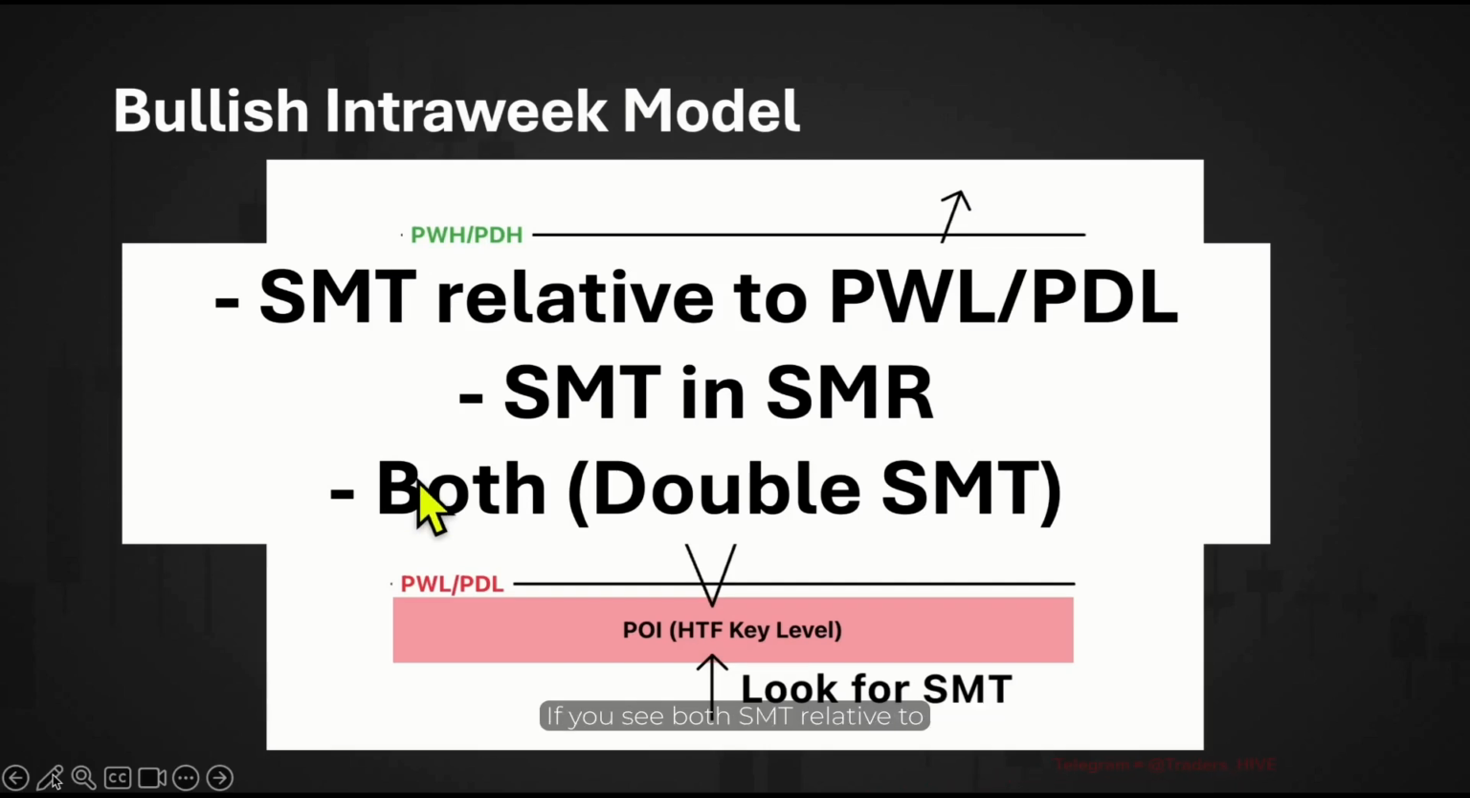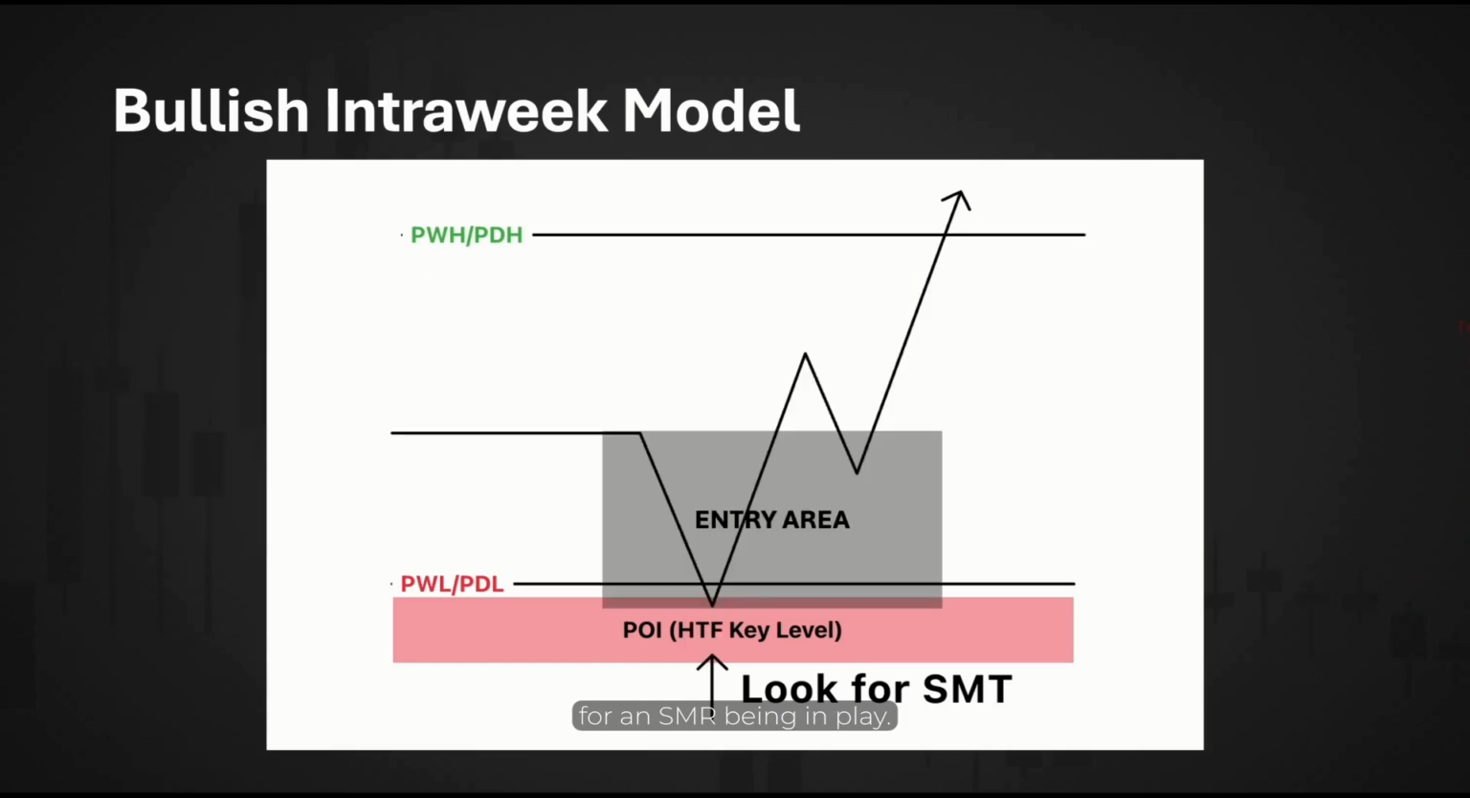If you see both SMT relative to the previous week's low or previous day low, and you see SMT inside of the SMR, this is called double SMT, and this is the strongest form of confirmation which you can have for an SMR being in play. The entry area is anywhere below the opening price right here.